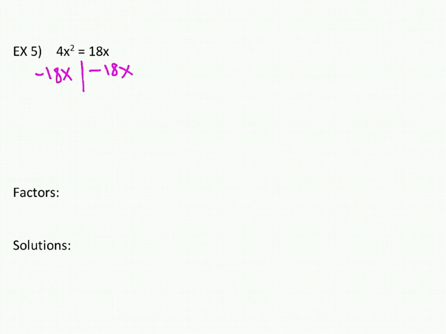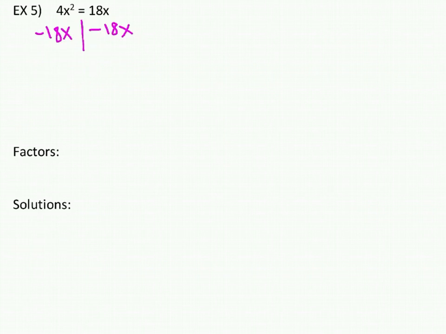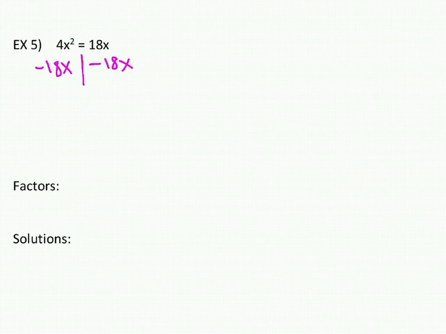All right, last example. So remember, the first thing we need to do is make sure that it's set equal to 0, which it is not. So let's take care of that. Right now it's equal to 18x, so to get rid of that 18x, I'm going to subtract 18x from both sides. This side cancels, so now it is equal to 0 over here.